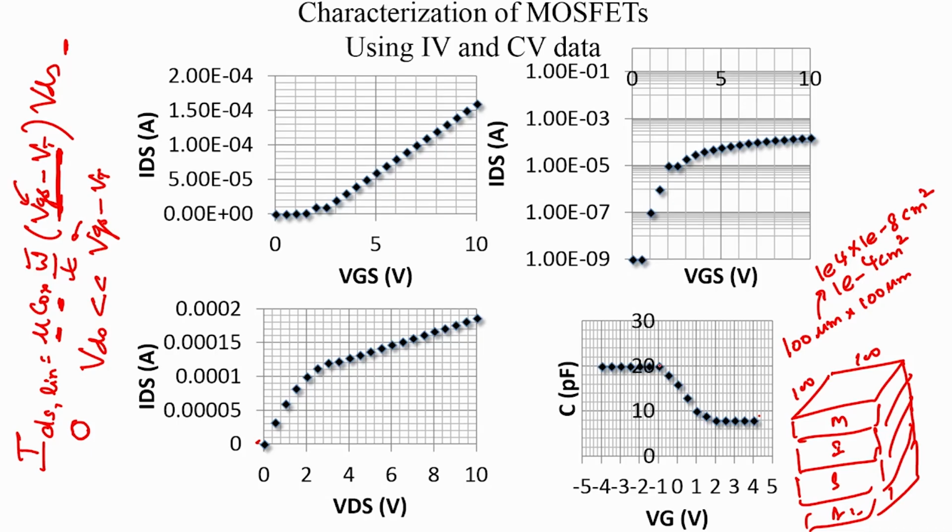And the capacitance, actually the total capacitance measured here, that is the Cox in accumulation mode, is 20 picofarad. So this is all in picofarads, that is basically 20e minus 12 farads. So therefore my Cox is essentially this capacitance divided by the area, which is 20e minus 12 divided by 1e minus 4, which is 20e minus 8 farads per centimeter square.